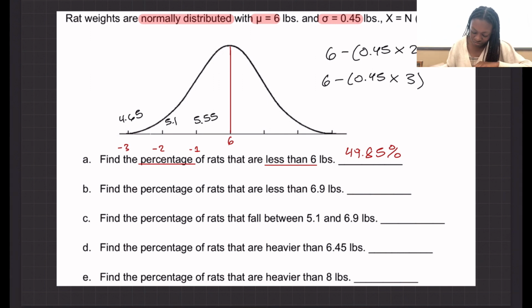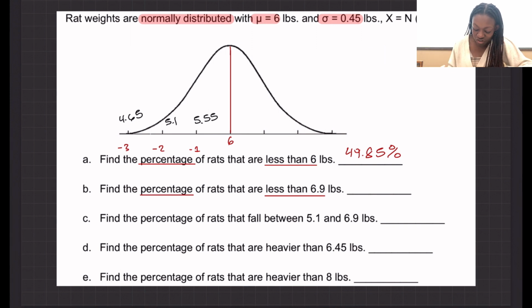All right. Find the percentage of rats less than 6.9. Okay, so 6.9 means that they're actually starting with a number greater than 6. So we need to add, we need to go to the right and find 6.9 and find that percentage. We will then add that percentage to the answer from the first question.